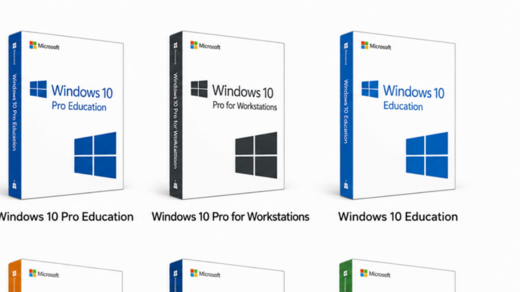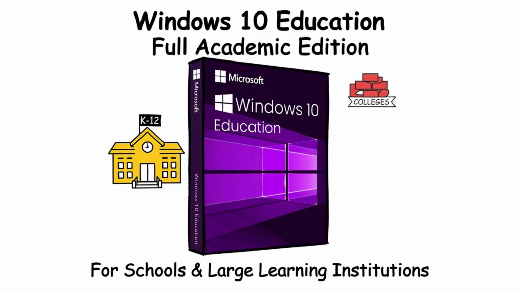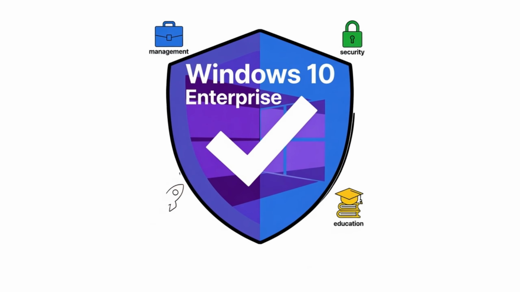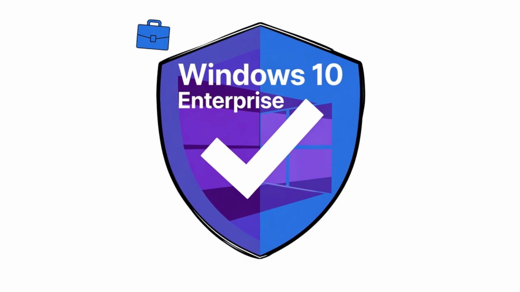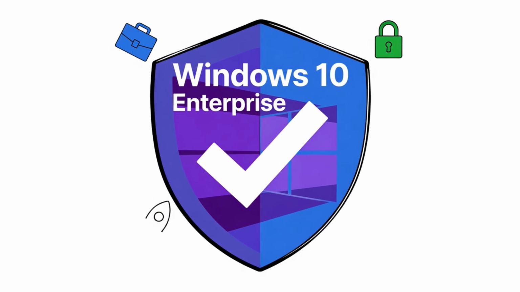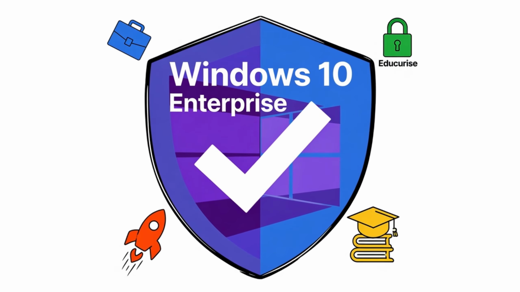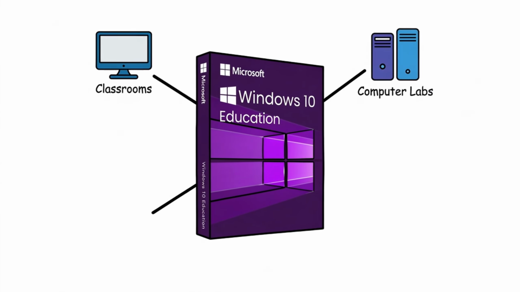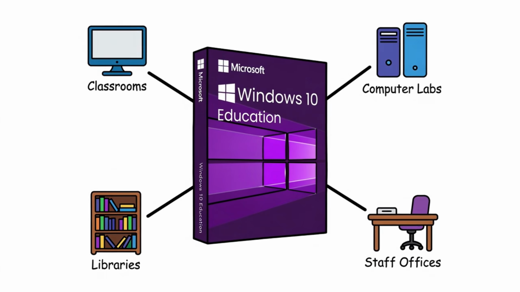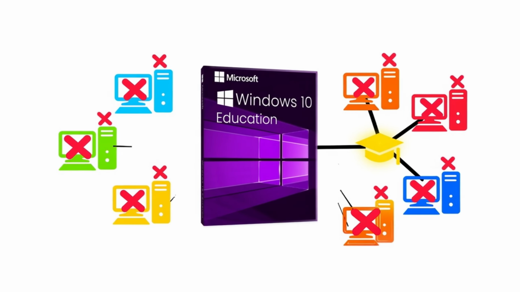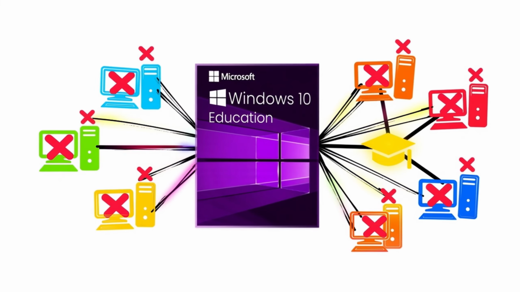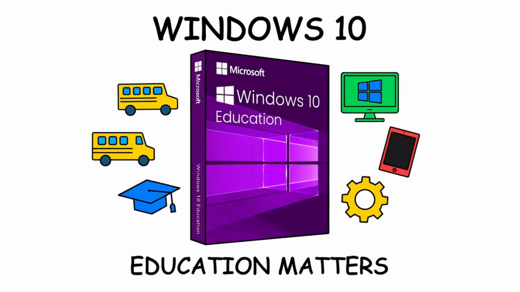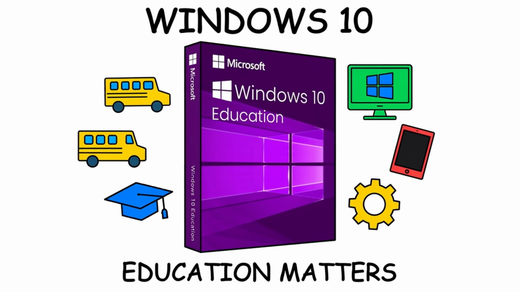Windows 10 Education. Windows 10 Education is a full academic edition made for schools, colleges, universities, and large learning institutions. It is based closely on the enterprise side of Windows 10, which means it includes strong management, security, and deployment features, but it is licensed and shaped for education. This edition is useful when an institution has many devices across classrooms, computer labs, libraries, and staff offices. Instead of treating each computer like a separate personal machine, IT teams can manage them as part of a larger academic network.